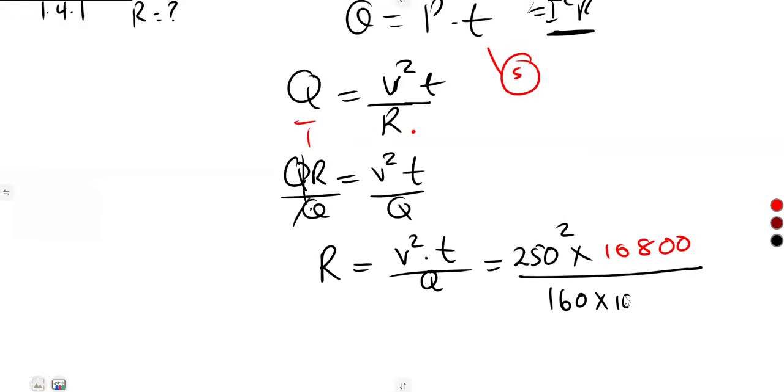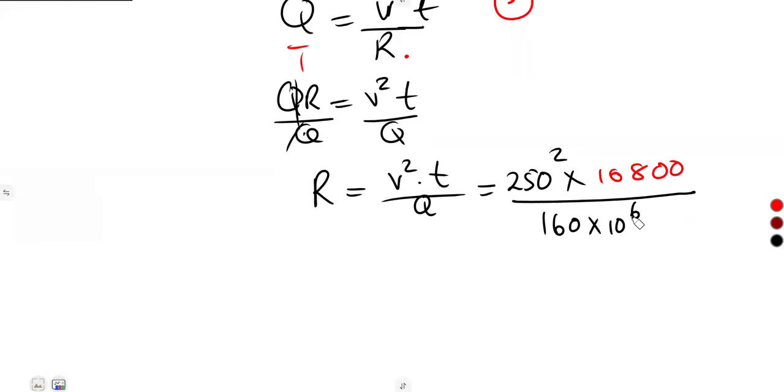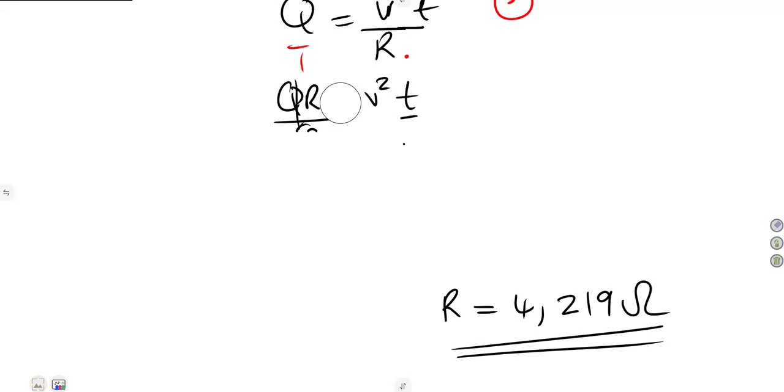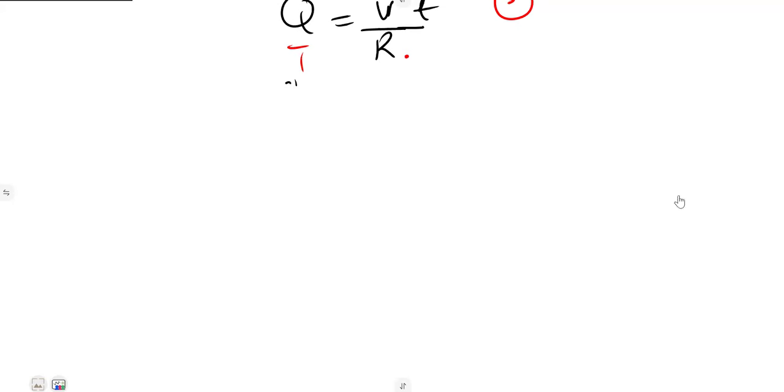160 times 10 to the exponent of 6. That is going to give us the resistance of the element: 4.21875, which is going to be 4.219 ohms. Just like that, we have our resistance. All right, so in case we're going to need this resistance, please take note of the value.